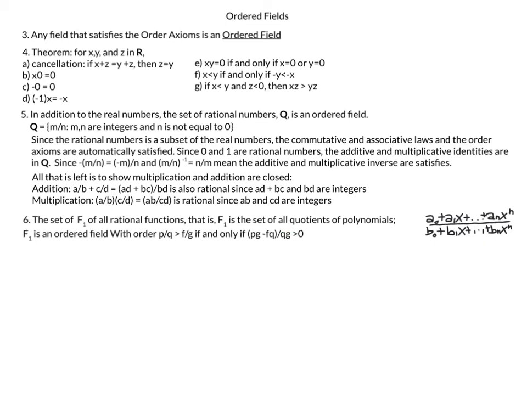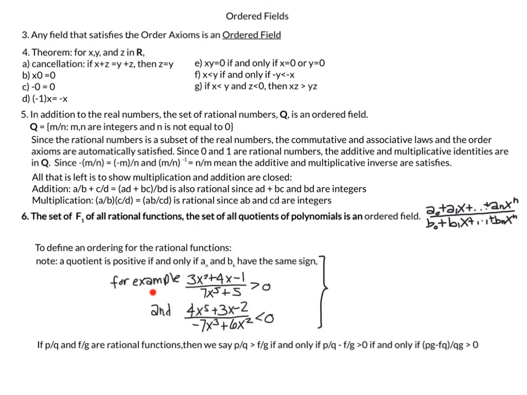I will not go through verifying all the field axioms for F1, but I will show you how this ordering works. One thing to note before we do these examples is that the quotient of these polynomials is positive if and only if the coefficients of the largest exponents on the top and bottom have the same sign. So here we have 3x squared and 7x to the fifth, they are the same sign, so the quotient is greater than 0. However, here we have 4x to the fifth and minus 7x to the third. Their signs are different, so the quotient is less than 0.